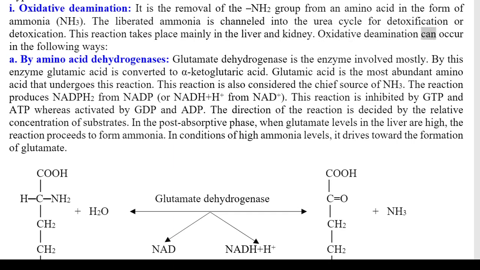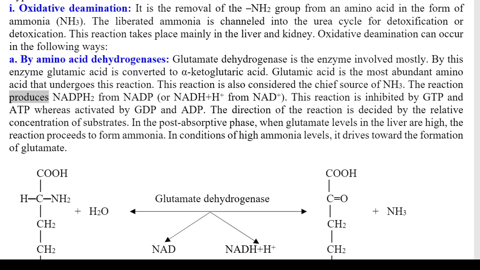Oxidative deamination can occur in the following ways. A. By amino acid dehydrogenases. Glutamate dehydrogenase is the enzyme mostly involved. By this enzyme, glutamic acid is converted to alpha-ketoglutaric acid. Glutamic acid is the most abundant amino acid that undergoes this reaction. This reaction is also considered the chief source of NH3.